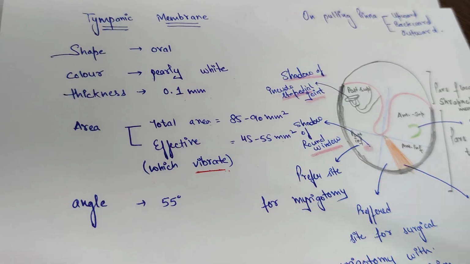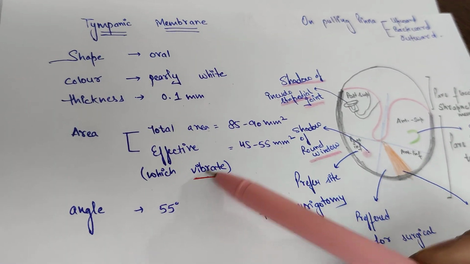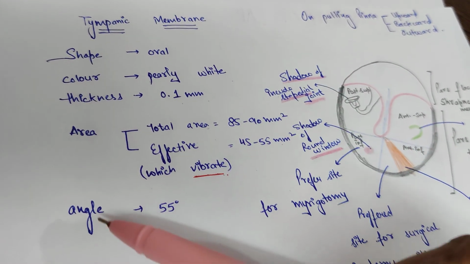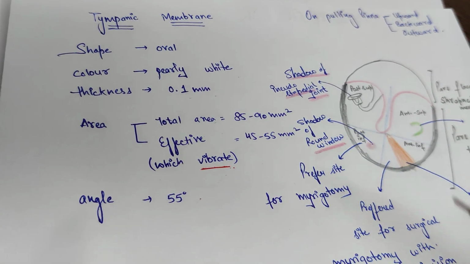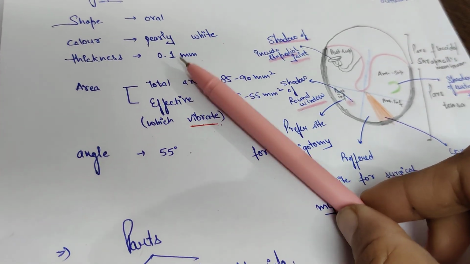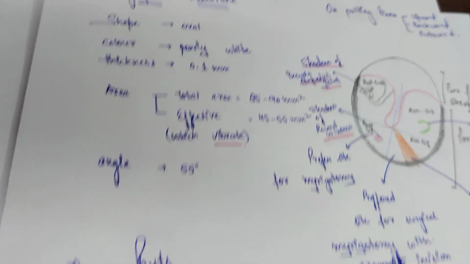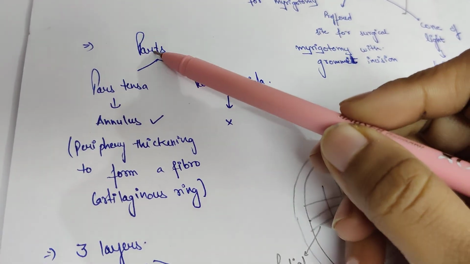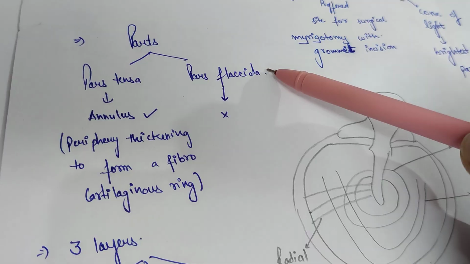the ear sounds, sound waves basically. Angle is 45 degrees. It is not vertically oriented, it is at an angle, that is a 45 degree angle. So it has two parts, pars tensa and pars flaccida.